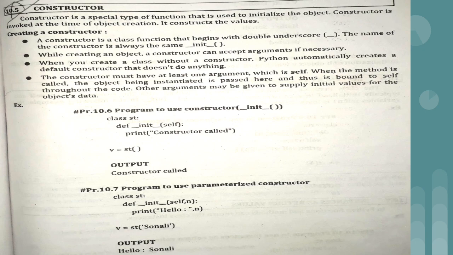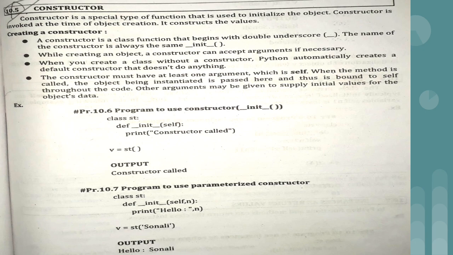When the method is called, the object being instantiated is passed, and thus is bound to self throughout the code. So whatever values we provide as parameters to the constructor, we can use those values in any methods, in simple words. So in the example, first they have given a parameterless constructor. Just see the first example, 10.6.